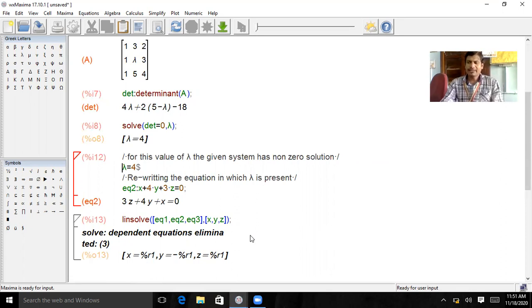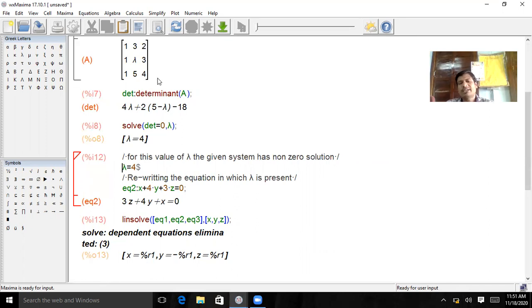Next go to the next example. This is the third example. You only practice 2 examples. The first one is that the x value, y value and z value are 0, 0, 0. Then this is the second example. Here you first find the determinant, after that the solution of lambda, then go to the linear solution, that is linsolve. That is your second experiment. That is lab experiment number 5, with example 2.